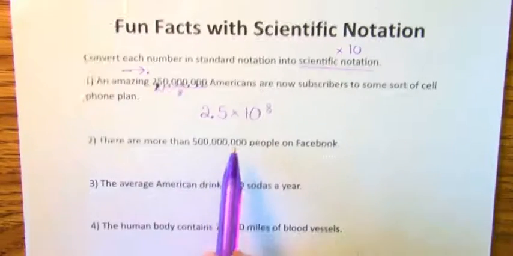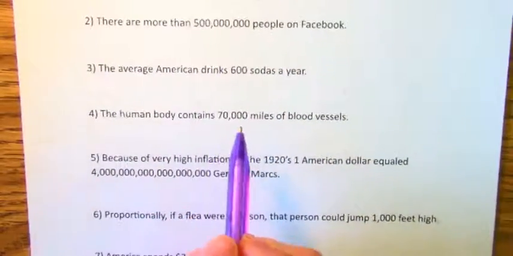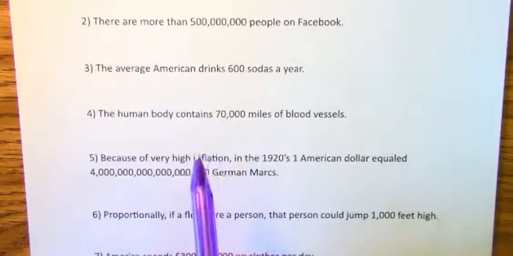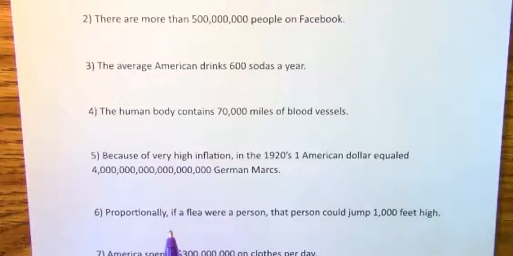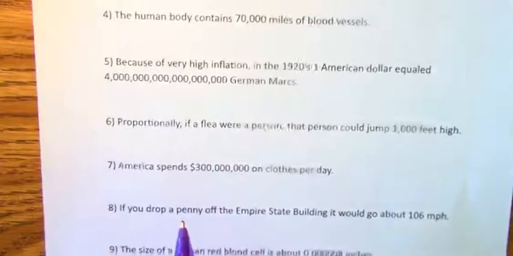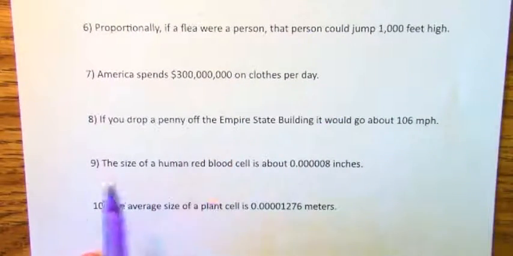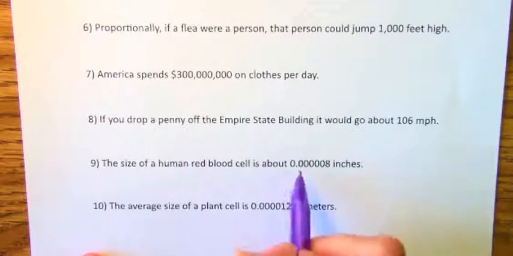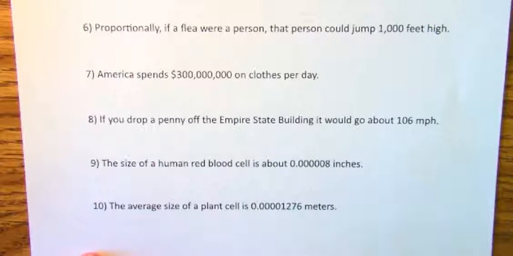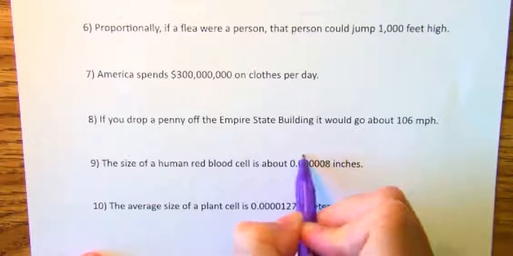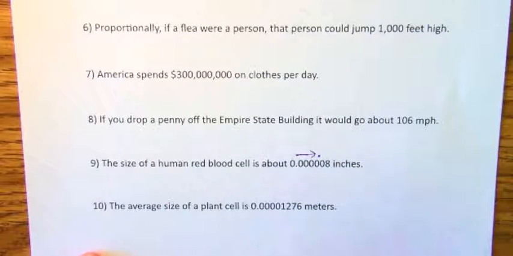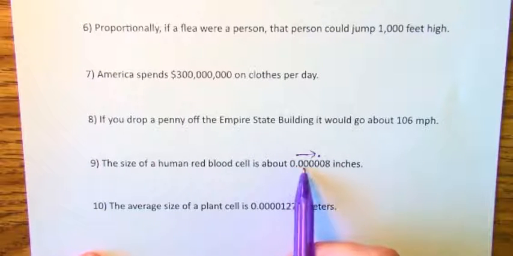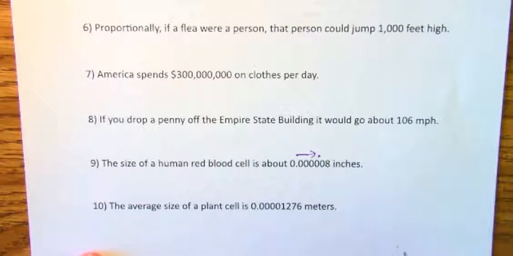And you're going to do that for each one of these on this side. You're going to read the statistic, and I would like you to read them. They're pretty interesting. And then turn the numbers into scientific notation. Be very careful when you come down here to 9 and 10. These numbers, you still turn them into scientific notation. But remember, if you read from left to right, our decimal has to go behind the first number that you come to that's not a 0.